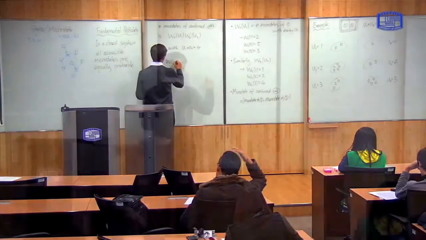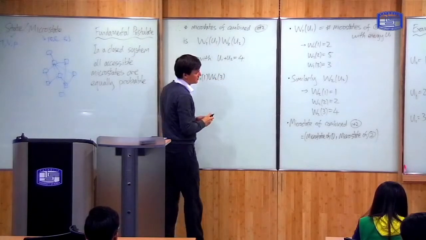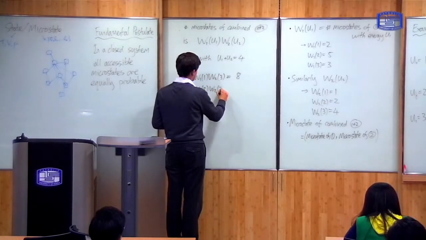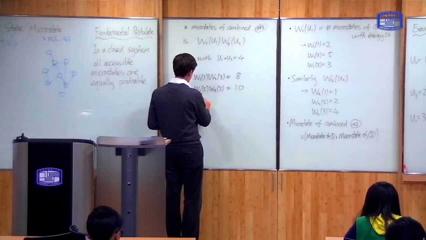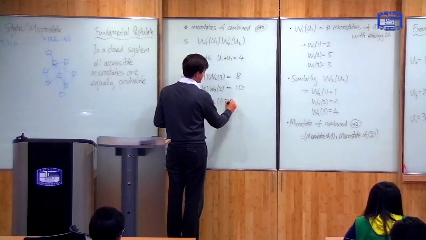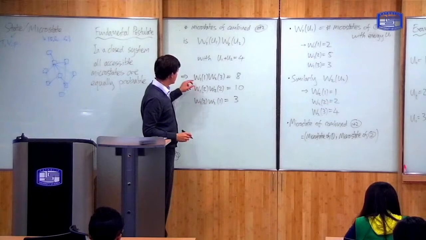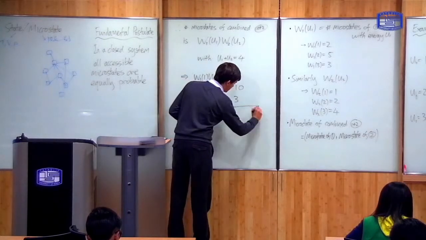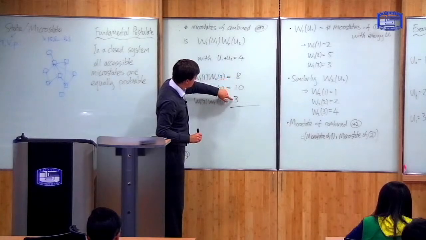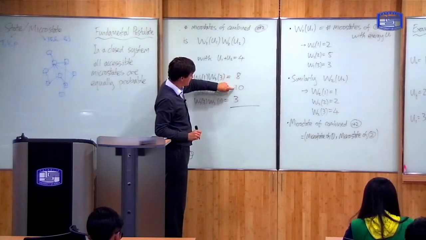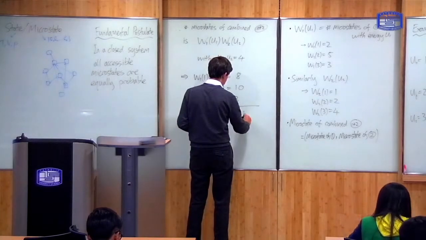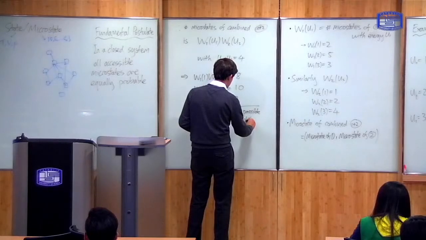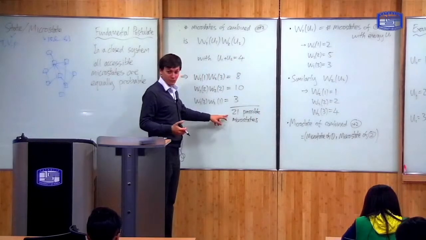So W1 of 1 times W2 of 3 is equal to 8. W1 of 2 times W2 of 2 is equal to 10. W1 of 3 times W2 of 1 is equal to 3. So these are the number of possible microstates of the combined system for different distributions of the energy. Okay? And if you add these up, you see that in total, the combined system has a total of 21 possible microstates. 8 plus 10 plus 3 is 21. So the combined system has 21 possible microstates.